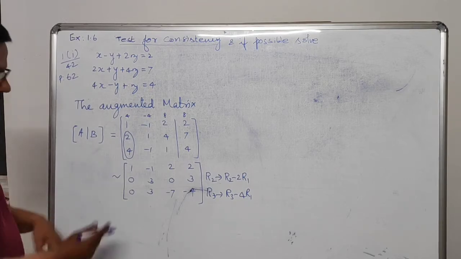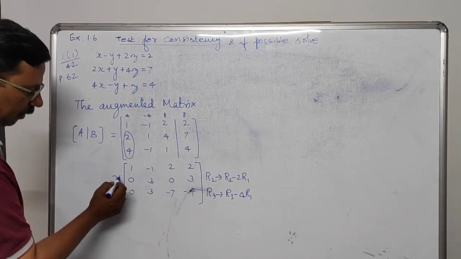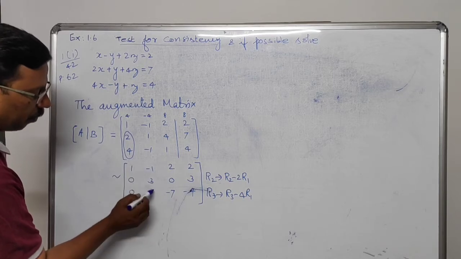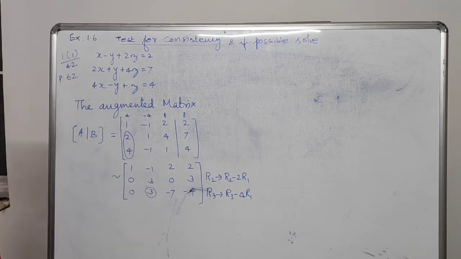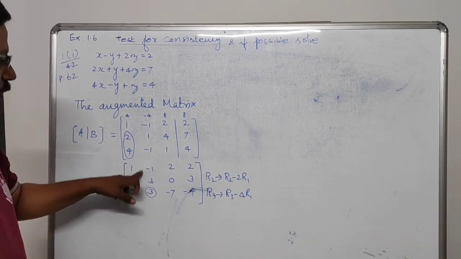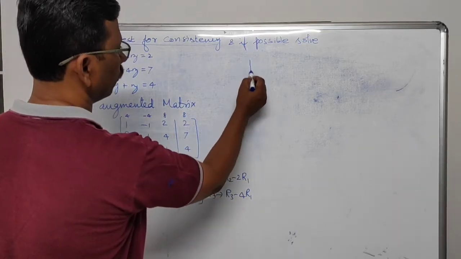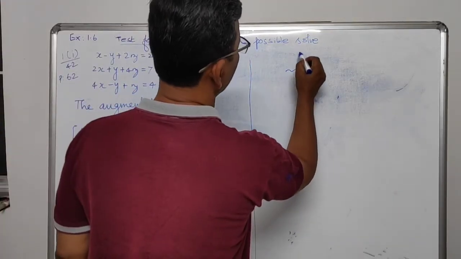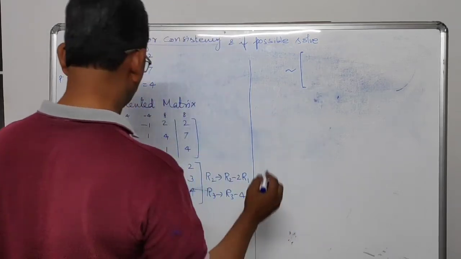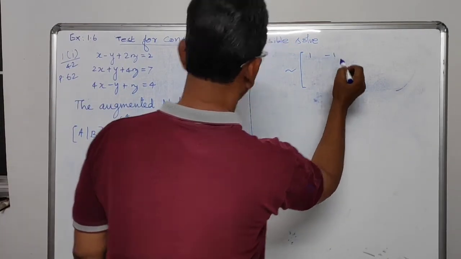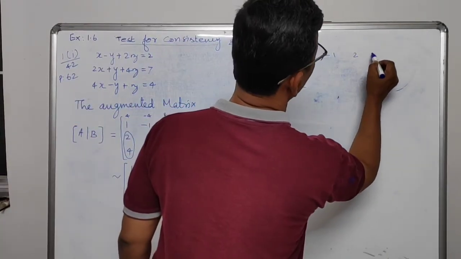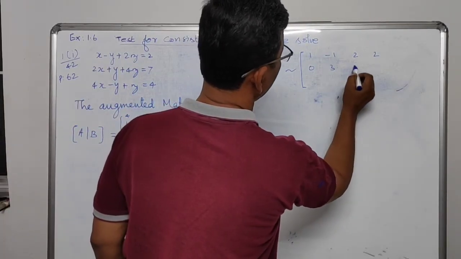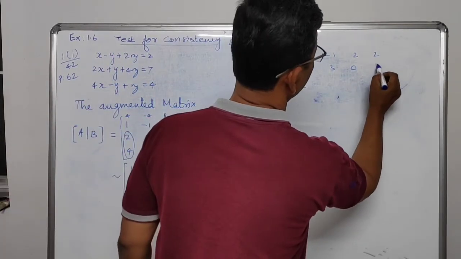So, we made these two elements 0. Next in the second row, this is the first non-zero element. Below this we have to make this element 0. Therefore you can keep the first two rows as they are. The first row is 1, minus 1, 2, 2. Then the second row is 0, 3, 0, 3.